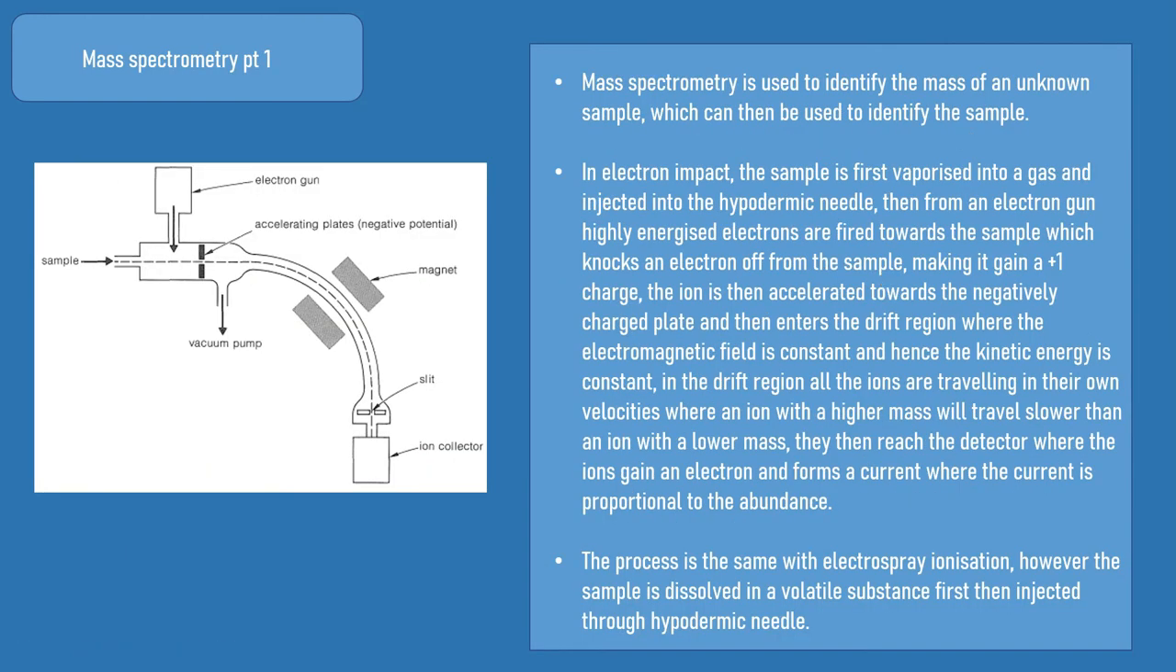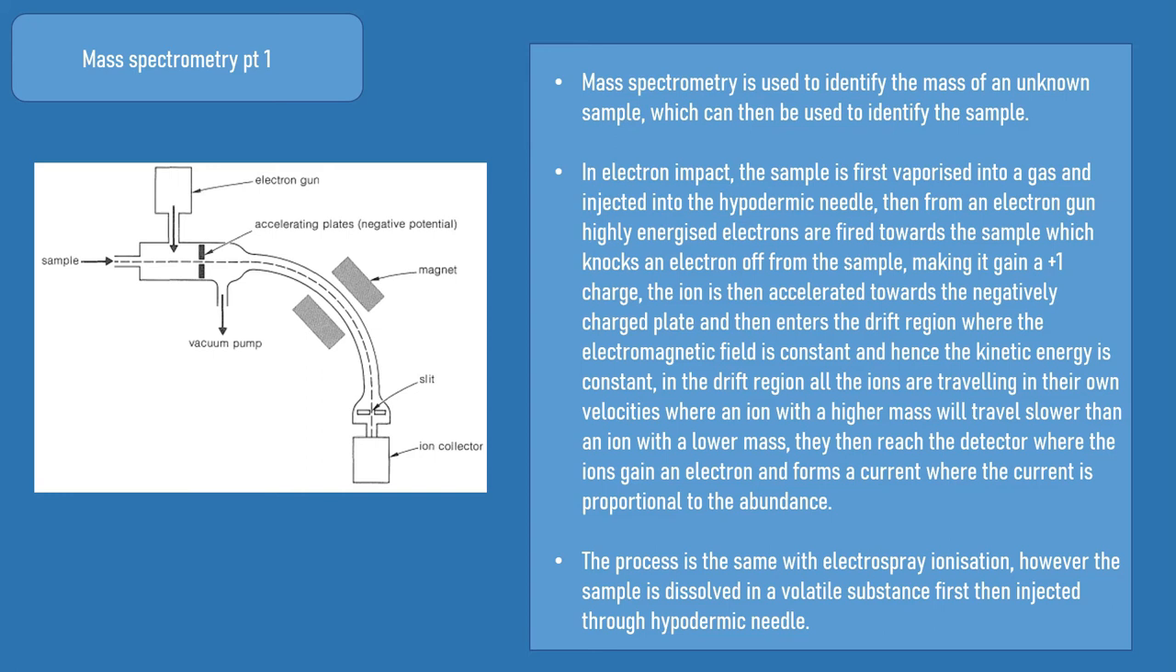Now that we have gone through the theory of isotopes, it's important to understand how we can identify isotopes from unknown samples using mass spectrometry. A mass spectrometer is simply able to identify the mass of an unknown sample and use this information to identify the sample. There are two methods in which we can perform this.